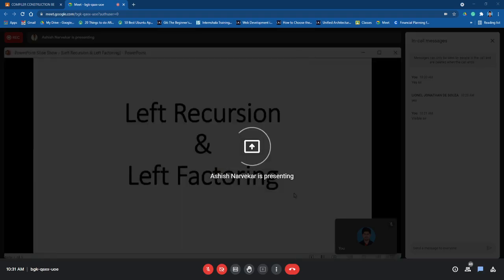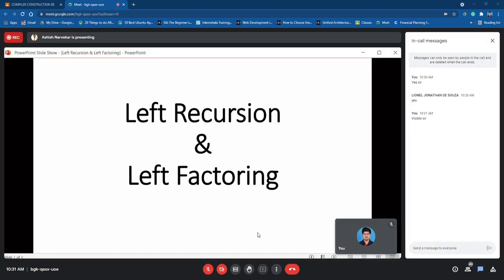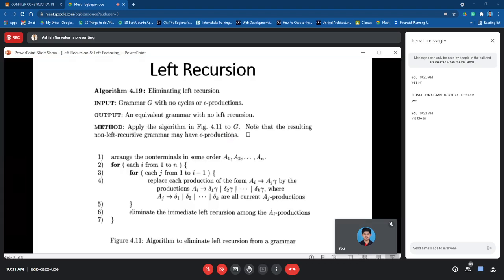So in this PPT, we can see that there are two topics, left recursion and left factoring. Left factoring we'll see later anyways. So right now, we'll focus only on left recursion. So this is the formal algorithm for elimination of left recursion. Sometimes instead of asking analytical problems wherein you have to eliminate left recursion from a grammar, at times even this algorithm is asked directly, like we need to write the algorithm for elimination of left recursion.